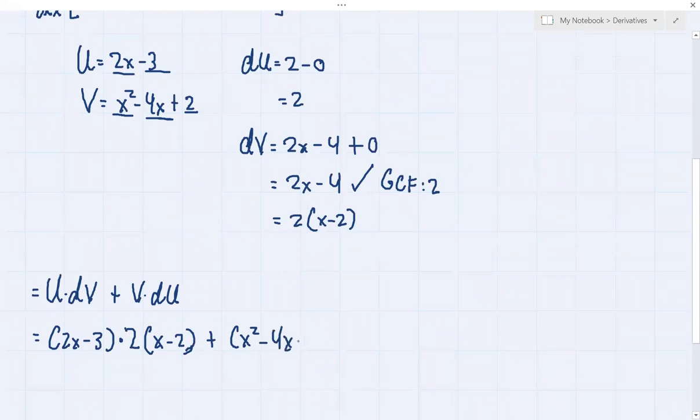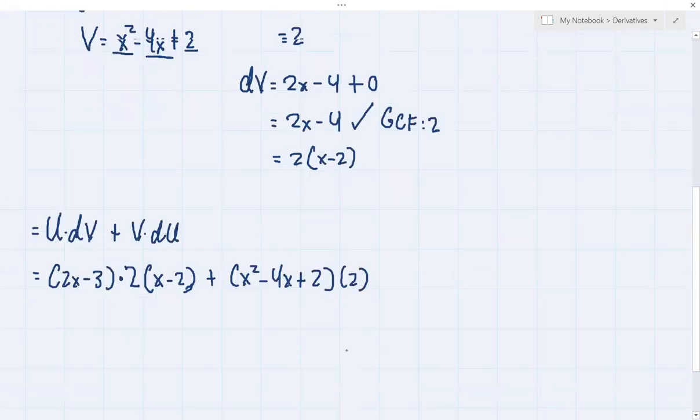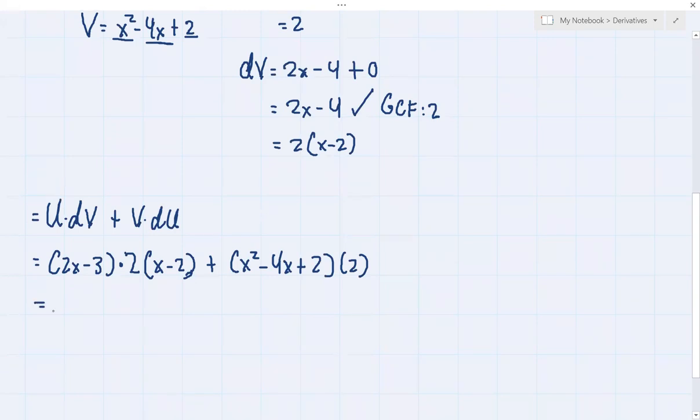x squared minus 4x plus 2, times du, which is 2. So now, let's simplify. What I can do is factor out first, because the first term and the second term have a greatest common factor. Both of them are divisible by 2 because they have a factor of 2 here. So, that means I can factor out the 2 in this expression.